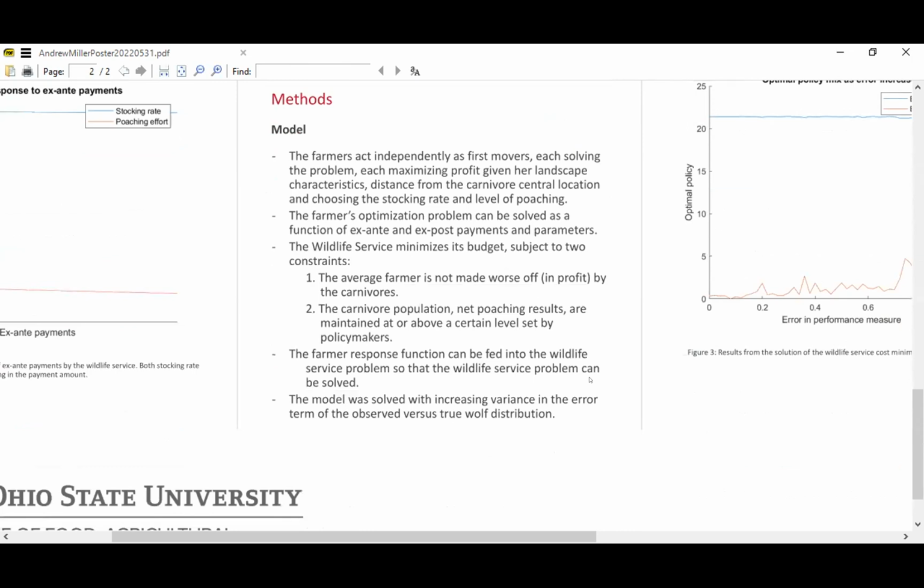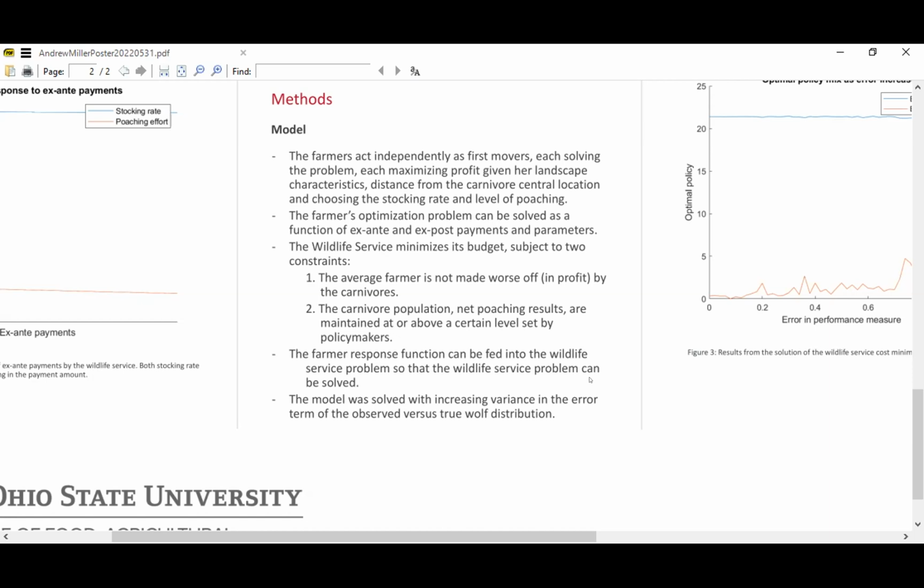So the methods that we used is a relatively simple model where farmers act independently as first movers. So each farmer has their own optimization problem, and that can be solved for any given policy from the wildlife service. The farmer has two variables to optimize on. One would be the stocking rate, how much livestock is on the land that the farmer has. And the other is poaching effort, which is how much time, energy and money is put into killing the carnivore illegally. And so this can be solved as a function of the ex ante and ex post payments and parameters.